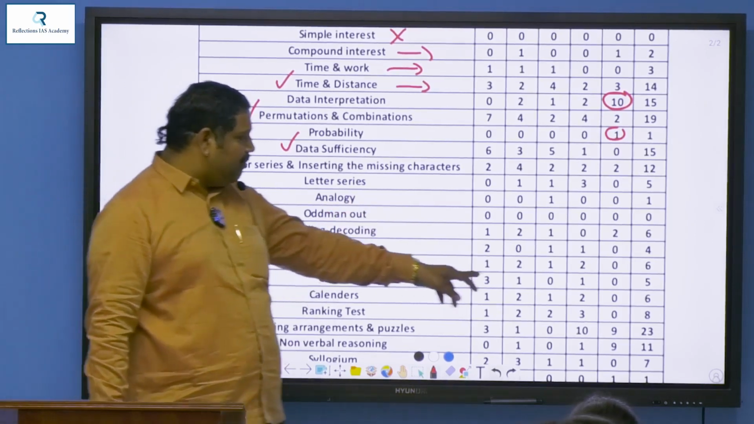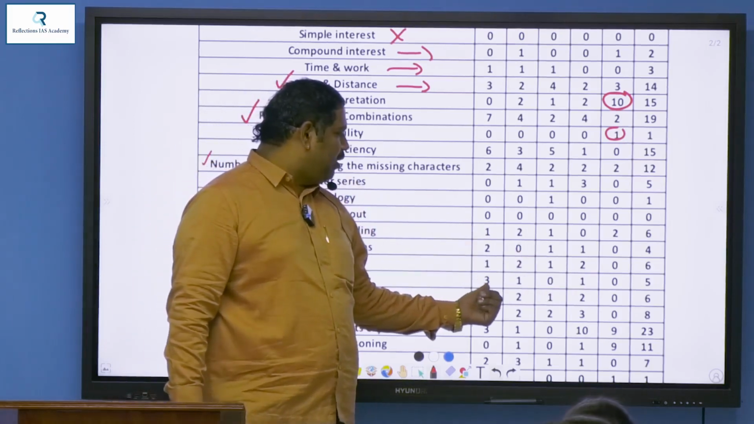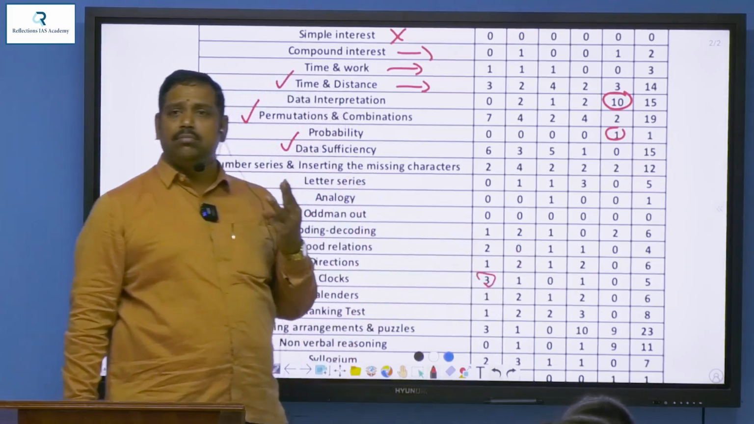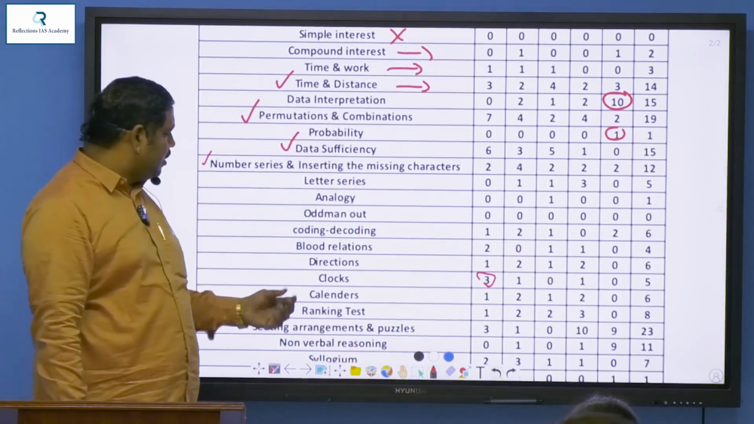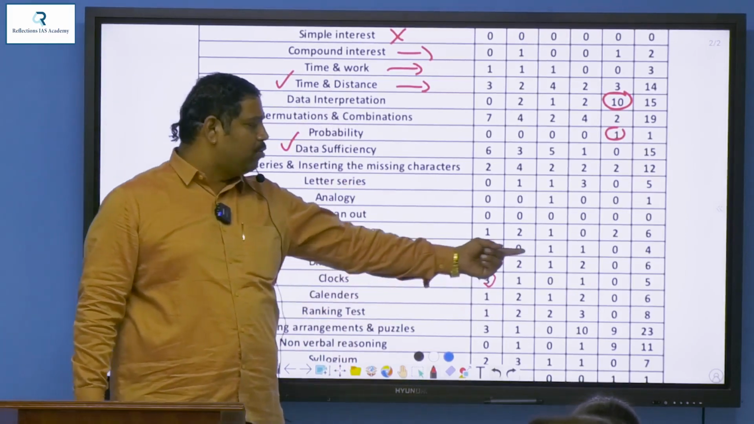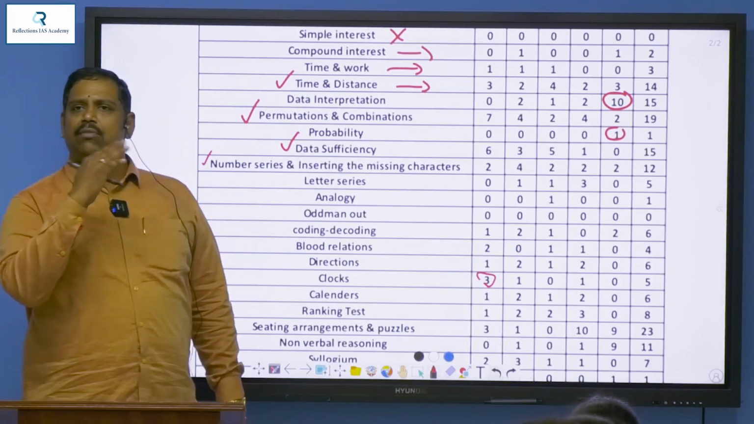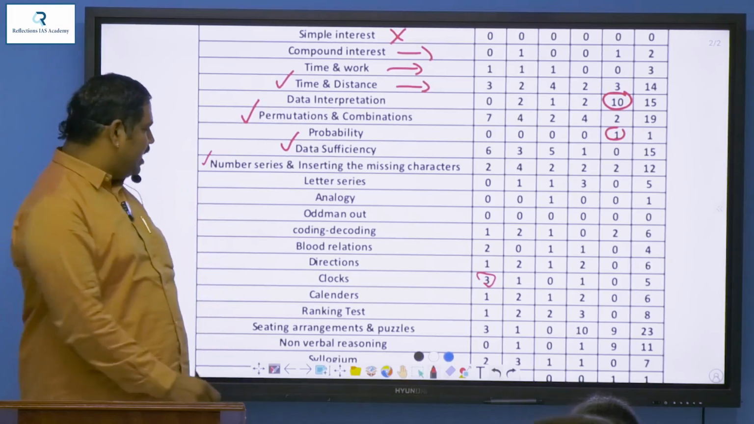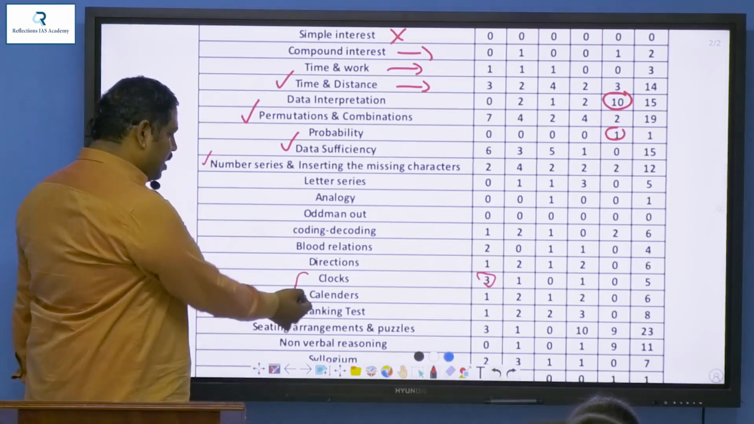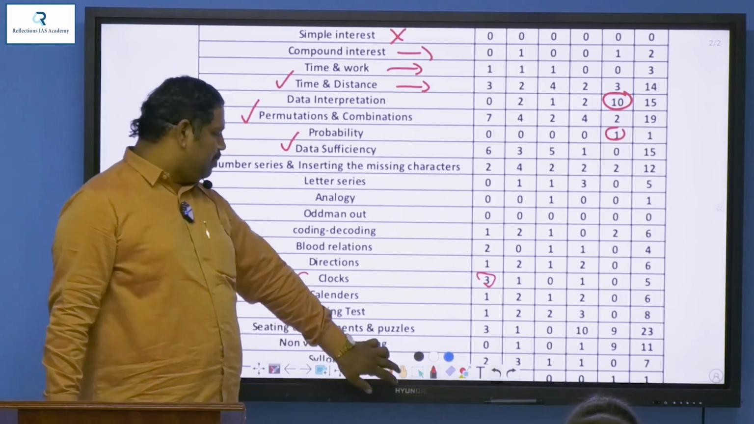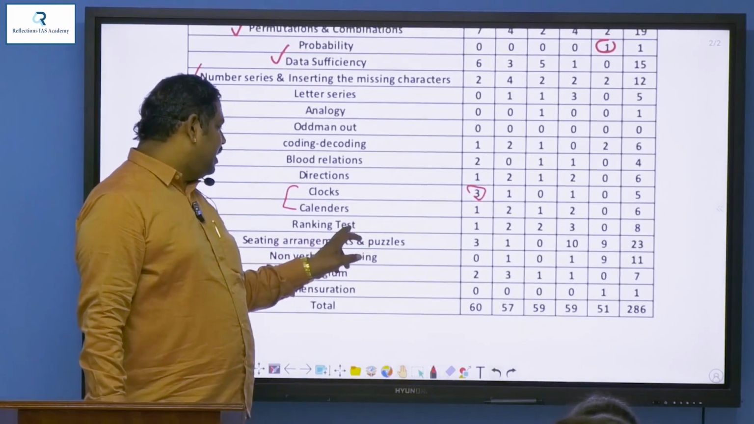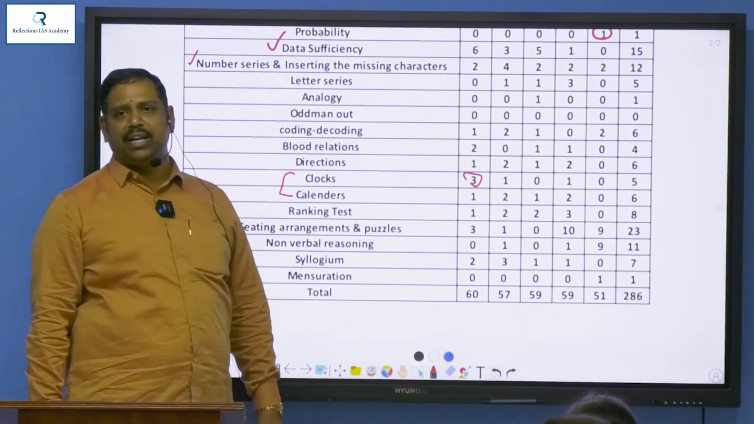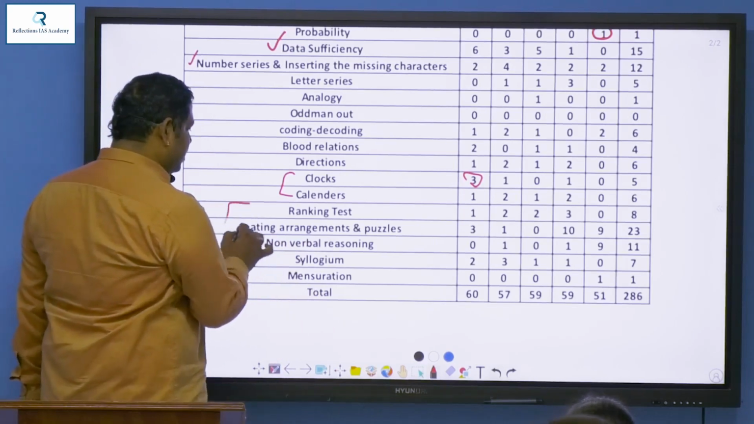Observe that 3, 1, 0, 1, 0. So one time we got 3 questions. It's a good number, right? Clocks. Calendars, 1, 2, 1, 2, 0. Means either 1 or 0 nearly, right? These 2 are not the best, not the worst. Come to ranking test, seating arrangement and puzzles. These 3 are one set we can say. Ranking test, seating arrangement and puzzles.